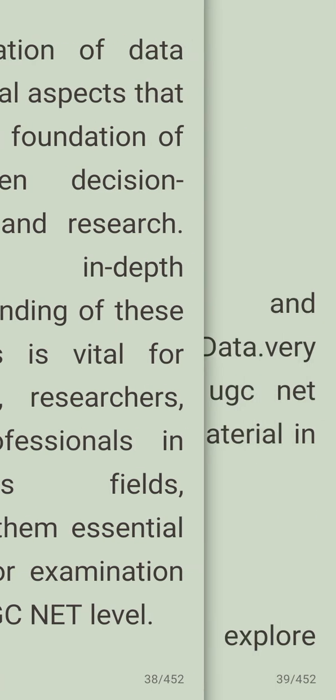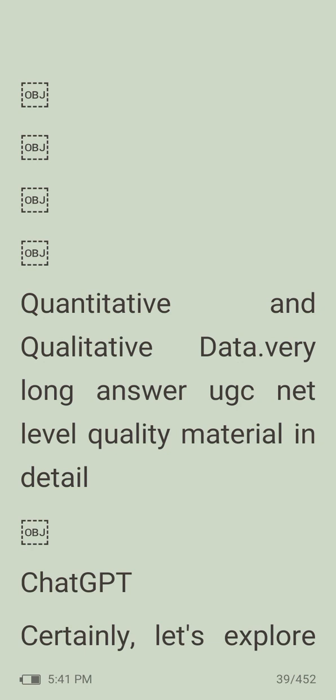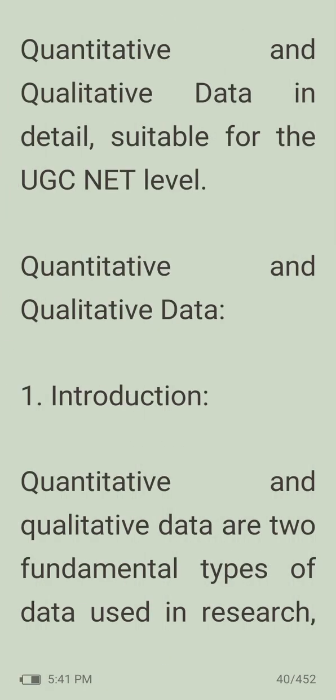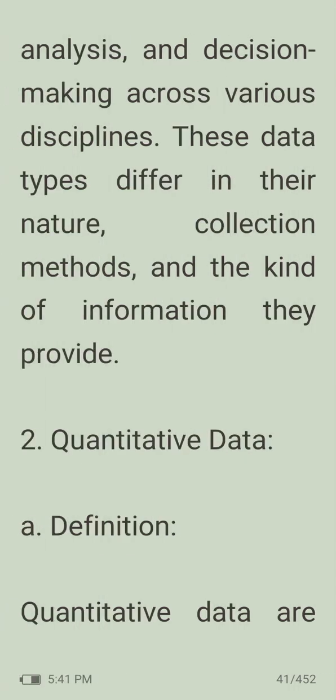for examination. Then quantitative and qualitative data. Quantitative and qualitative data in detail. Quantitative and qualitative data are two fundamental types of data used in research, analysis, and decision making across various disciplines. These data types differ in their nature, collection methods, and the kind of information they provide.